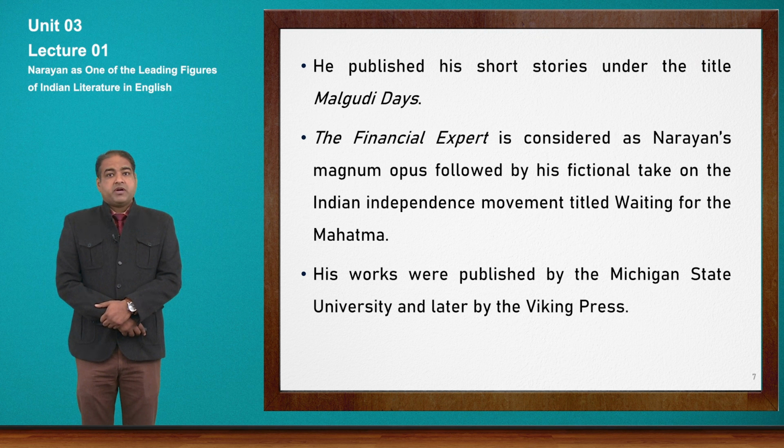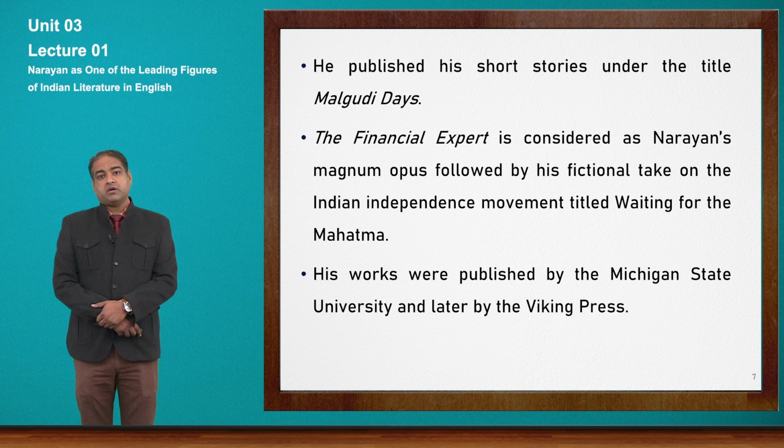The Financial Expert is considered Narayan's magnum opus. Magnum opus means something which is commendable, something which is completely different from the rest. The writers were writing in India, but the way R.K. Narayan wrote this work, The Financial Expert, it was completely different from the way other writers were writing in India. Followed by his fictional take on the Indian independence movement titled Waiting for the Mahatma.